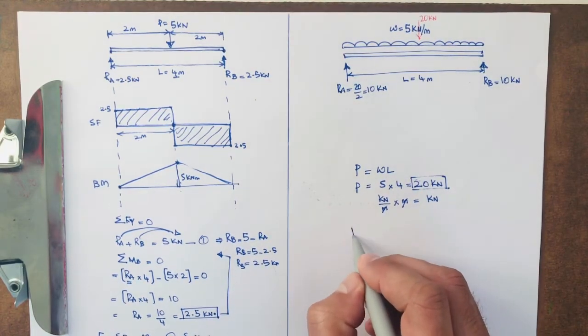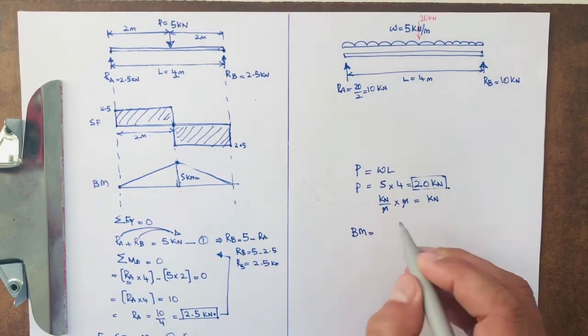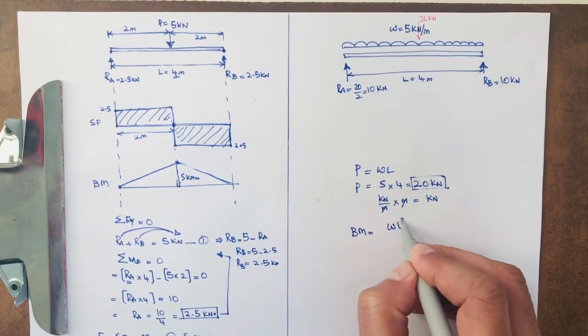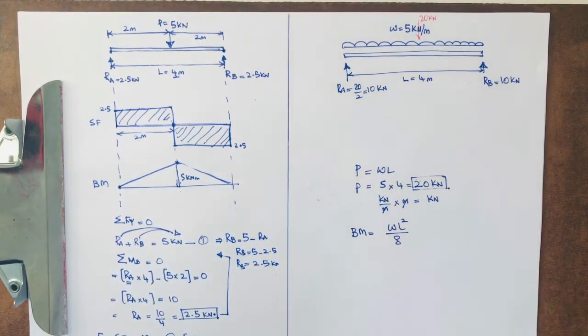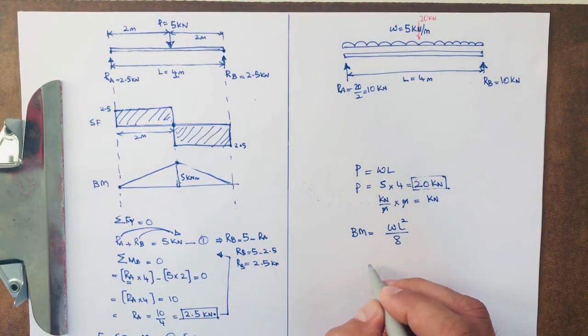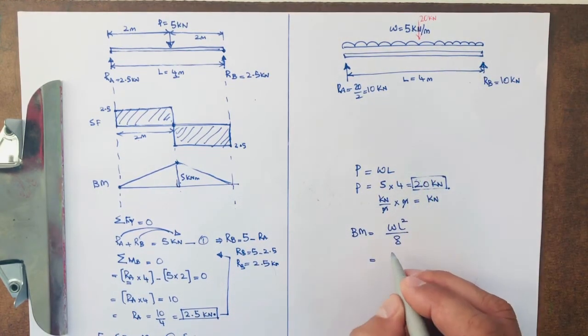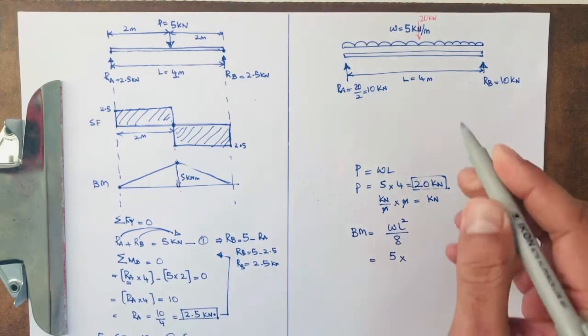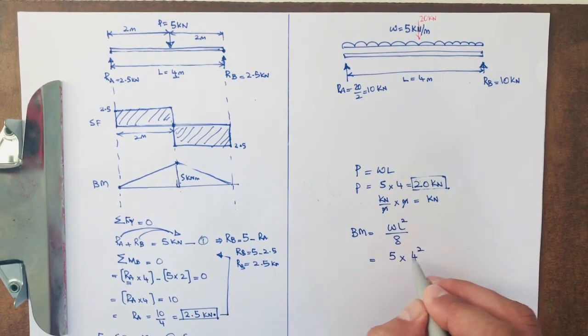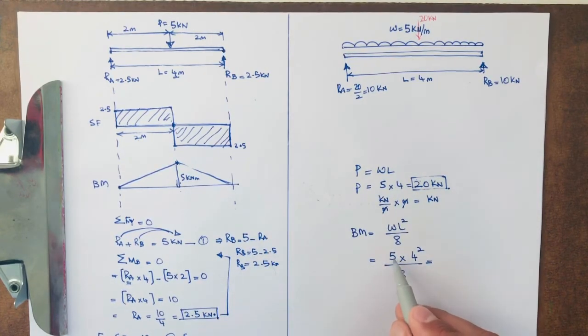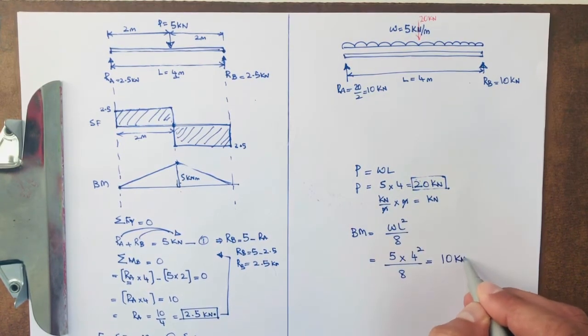For the UDL case, again, this is a simple formula, WL squared over 8. This is a simple formula you can use for finding the bending moment for the UDL case for simply supported beams. W we have in kilonewton per meter, so 5. L we have 4 meter, so I will use 4 squared, so L squared, and divide by 8. So 5 times 16 is 80, divided by 8 is 10. So we get 10 kilonewton meter.